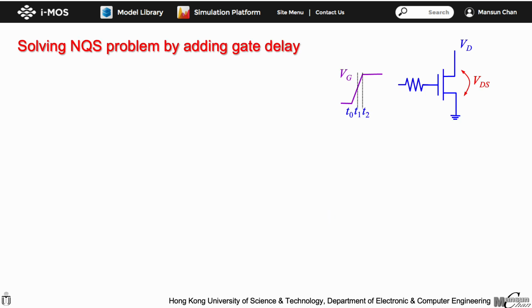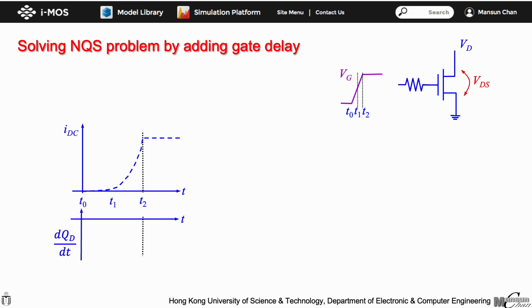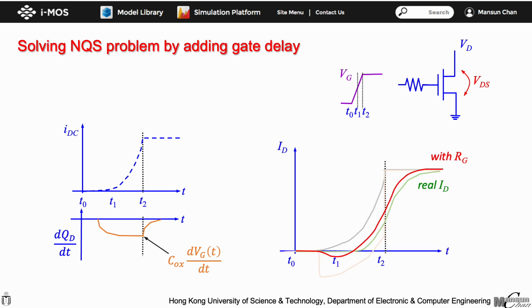What happens if we add a resistor to the gate to account for the delay in the channel charging effect, as in the case of frequency domain simulation? It will not affect the DC equilibrium current calculation, as all the gate voltage will drop at the oxide capacitor. However, the charging current will be smoothed out due to the added delay. It is getting closer to the real drain current, with a delay adjustable by the resistance value.